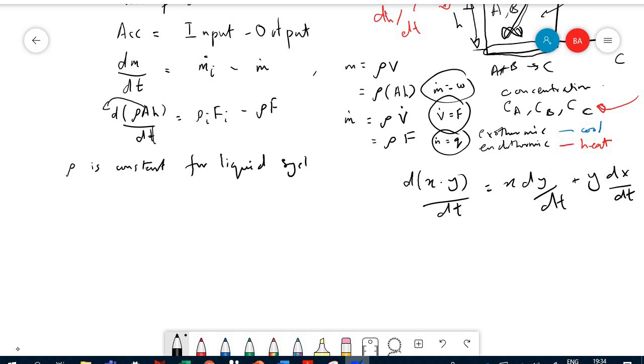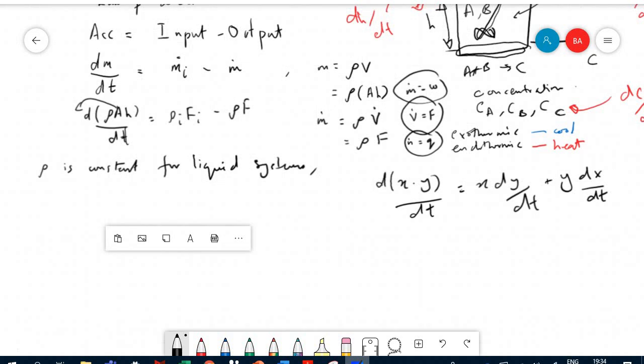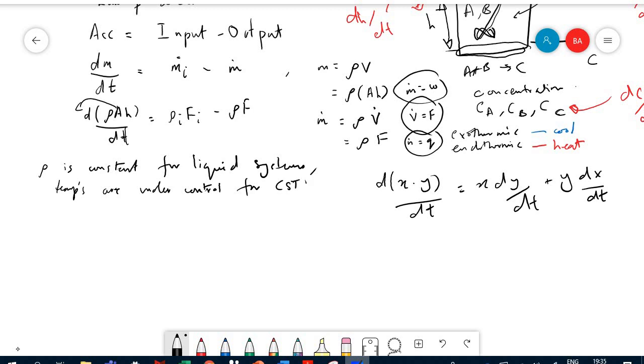In specific, the temperatures are usually under control for reaction. Another reason is that temperatures are under control for CSTRs. So in this case, we are saying that keeping density as a constant is also a good assumption. So we can take both density and area out of the term.